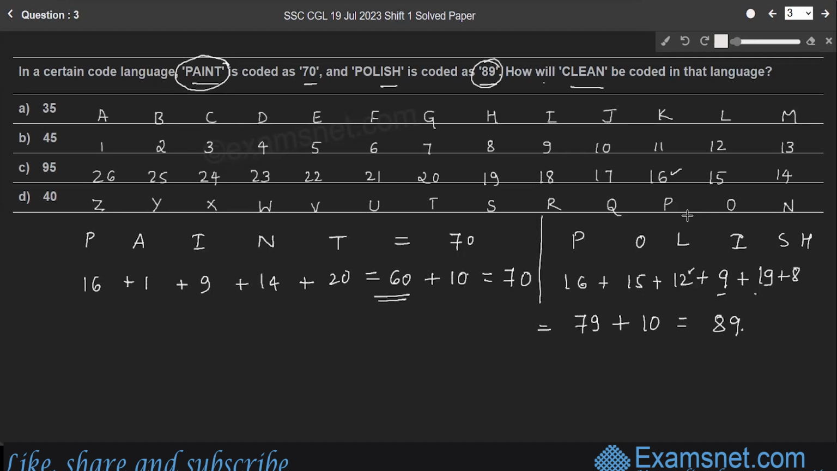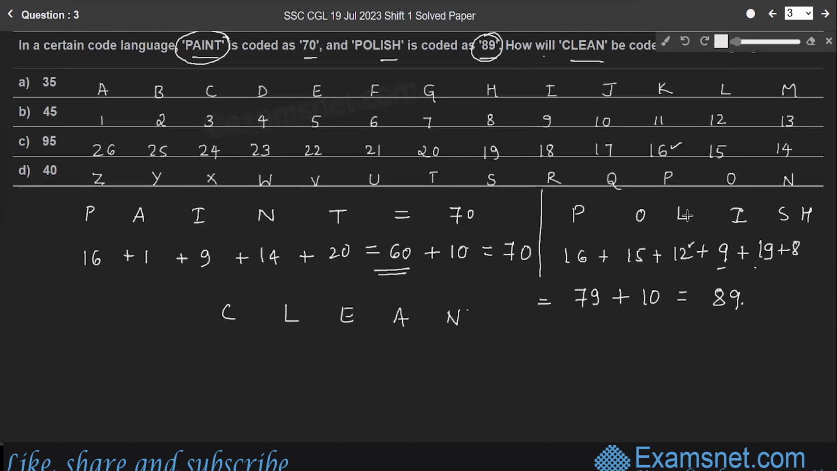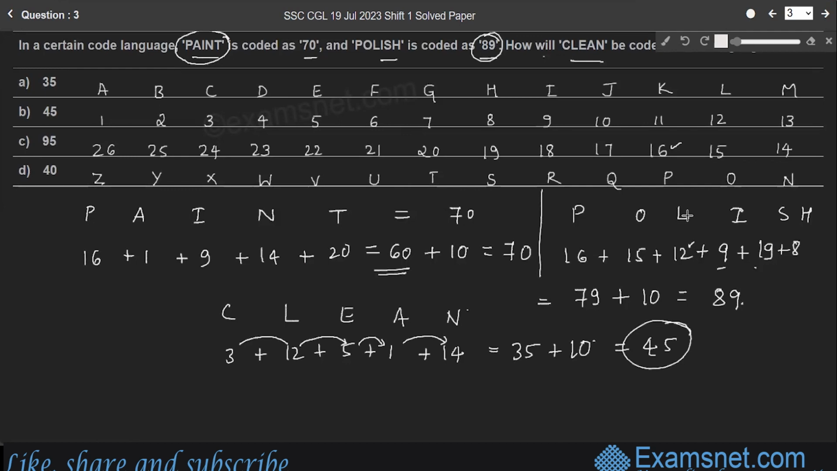So similarly, clean. CLEAN. So clean will be coded as, so write the positional values of the letters in the word clean. So C is 3, L is 12, E is 5, A is 1, N is 14. Add all these. So 3 plus 12, 15, 15 plus 5, 20, 21, then 35. So add 10 to the sum, you will get 45. Therefore, clean will be coded as 45. Option B is the right answer.